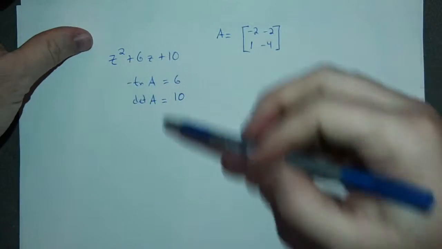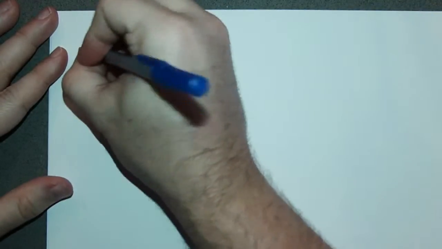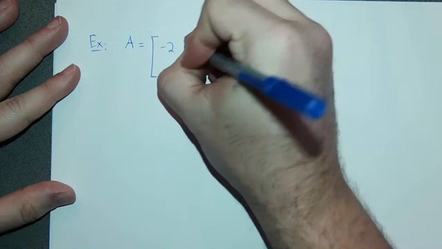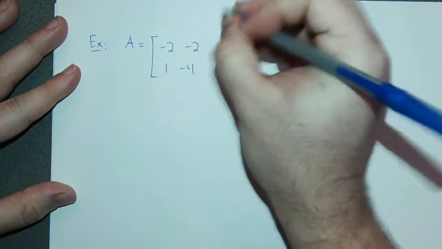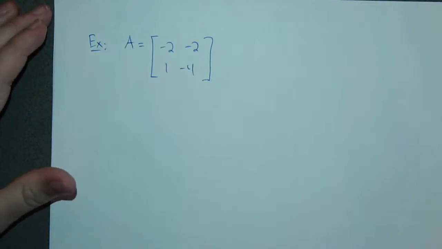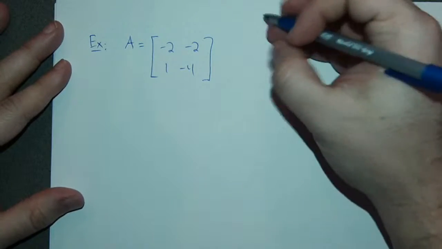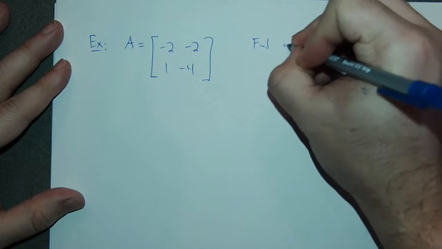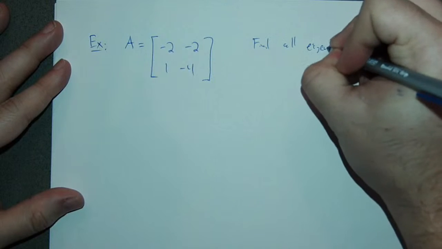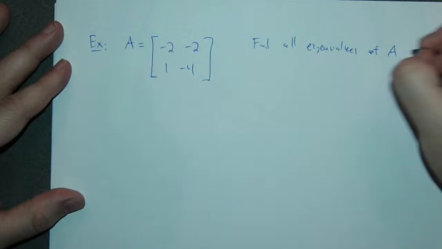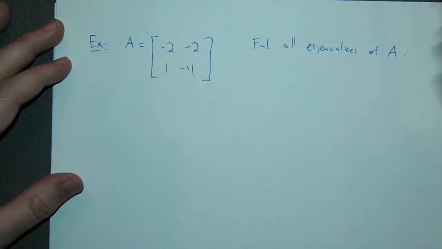Okay, so now forget that I wanted this. Let's do an example. A is minus 2, 1, minus 4. And now I want to find all eigenvalues of A, since that's what was asked.